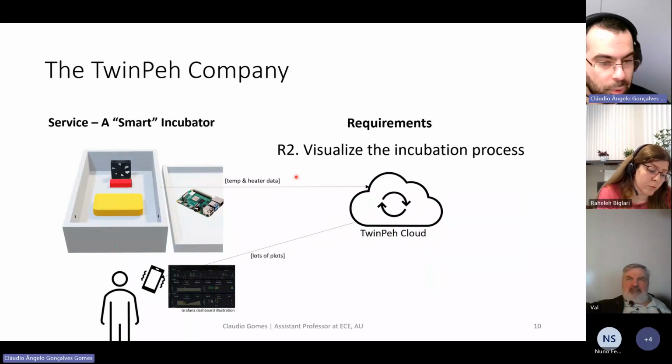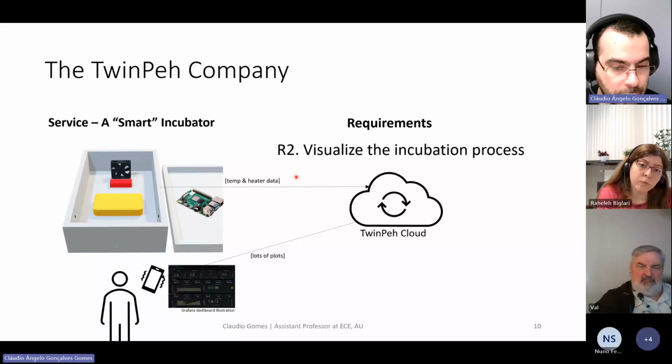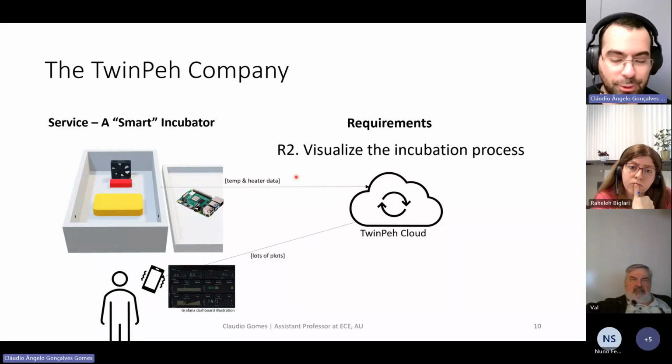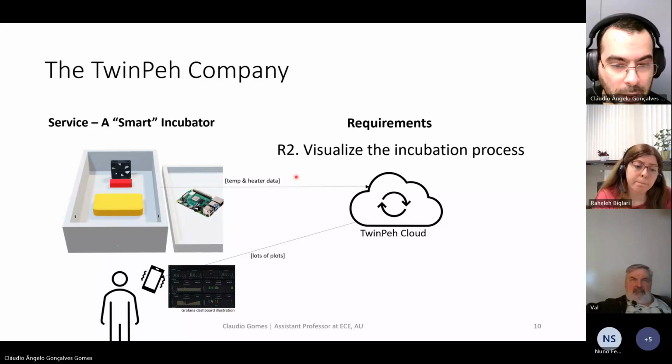So, for example, I wish to enable visualization. I wish to show the users that buy this incubator. Maybe I wish to sell it as a service to those users, the ability to visualize their incubation process in the past, right? Create value by adding nice graphics and lots of plots. That's a common requirement we see in digital twins.